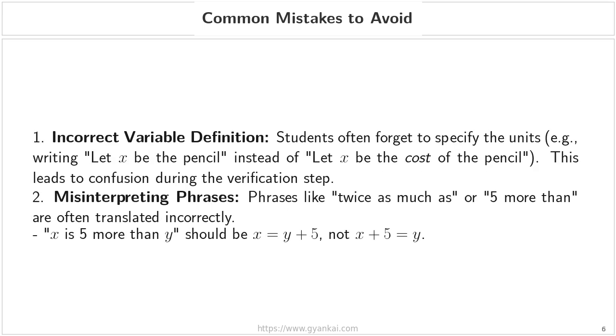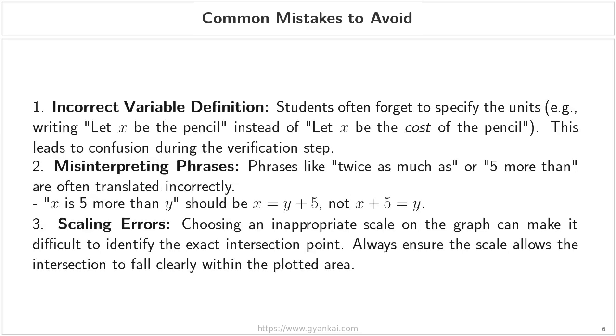Second, be very careful with misinterpreting phrases. Translating English into algebra is often the hardest part of modeling. For instance, if a problem says, X is 5 more than Y, many students mistakenly write X plus 5 equals Y, but remember, "is" translates to the equals sign, so the correct equation should be X equals Y plus 5. Always read these phrases slowly to ensure your equation matches the logic of the sentence.